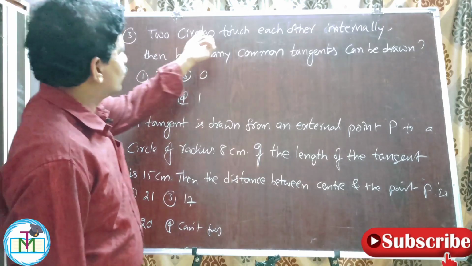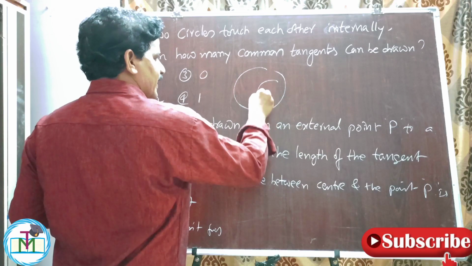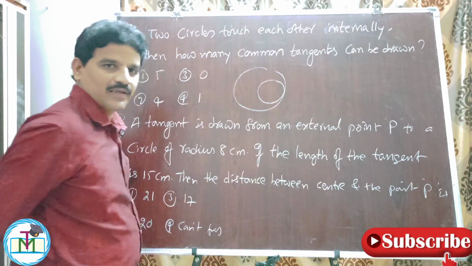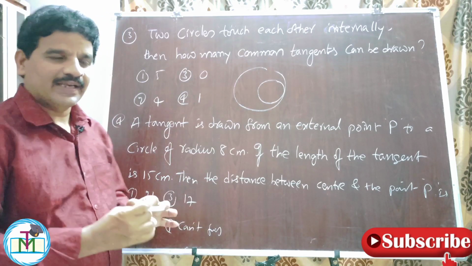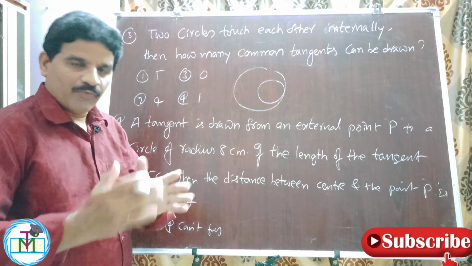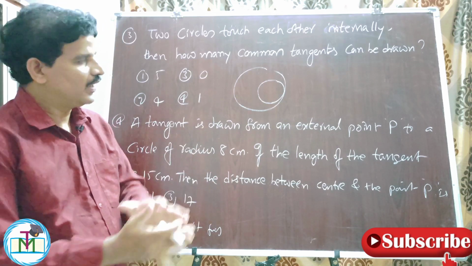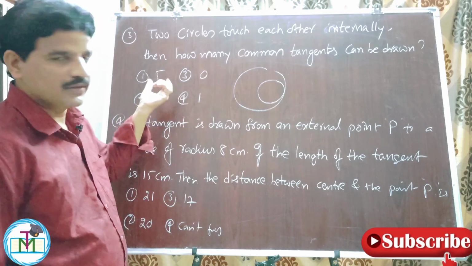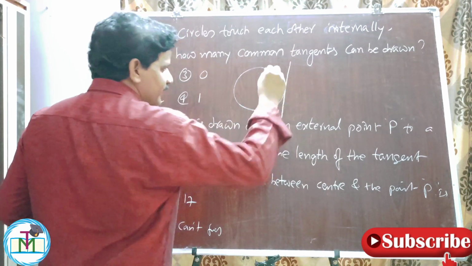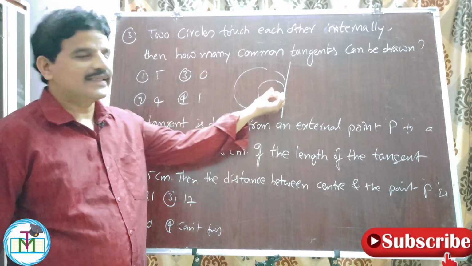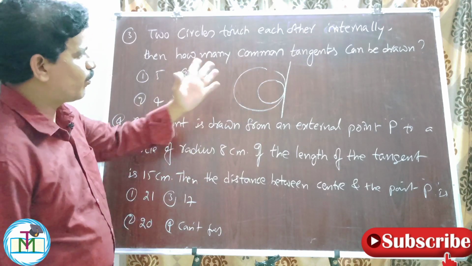Question number 3. Two circles touch each other internally. Internally means one circle is there, and inside that circle one more circle is touching the external circle. Then how many common tangents can be drawn? This point is very clearly discussed in the previous video. If you have not yet watched that previous video on basic concepts, shortcuts and important points, first watch that video and come to the present video. Whenever two circles touch each other internally, one and only one common tangent can be drawn to the circles. Therefore option 4 is the right answer. Very important point this is.